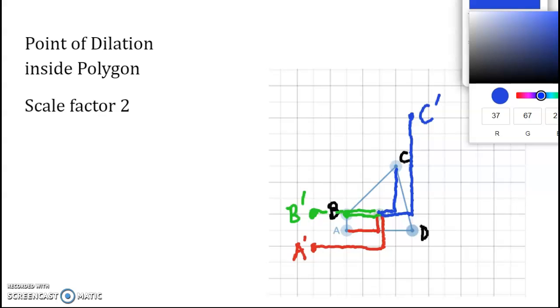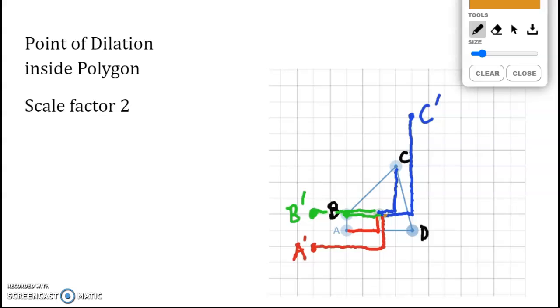And then finally, let's do D. D is 1, 2 to the right and 1 down. So instead of going 2 to the right, I am going to go 4 to the right. And then instead of going 1 down, I am going to go 2 down. So this is going to be my D prime.